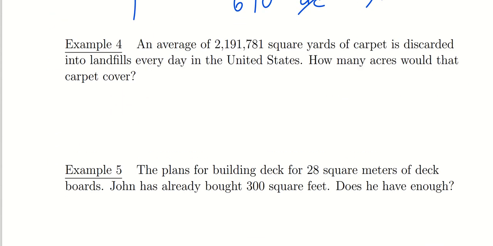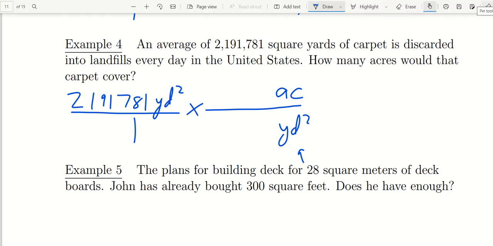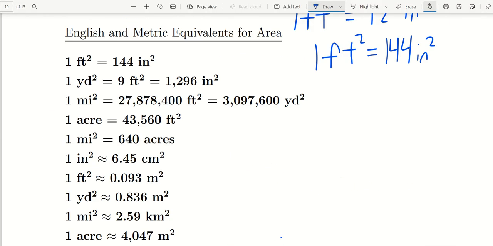Let's take a look at another one. Here in example 4, we have 2,191,781 square yards, and we are asked to convert this to acres. In order to convert to acres, I want to get rid of square yards. If square yards is on the top over here, then we would have to put it on the bottom of the fraction. We want to go to acres, so that's going to go on top. And now we go to our formula sheet to see, can we find a relationship between acres and square yards?